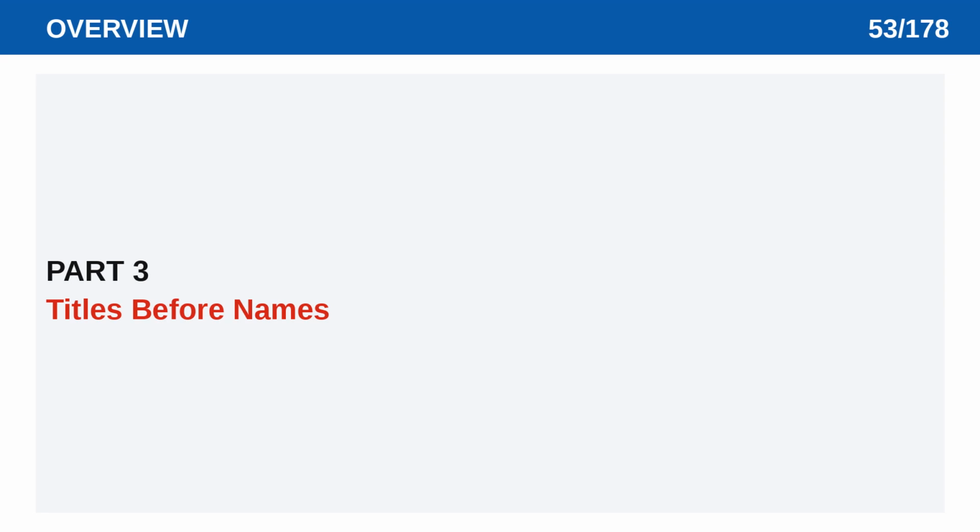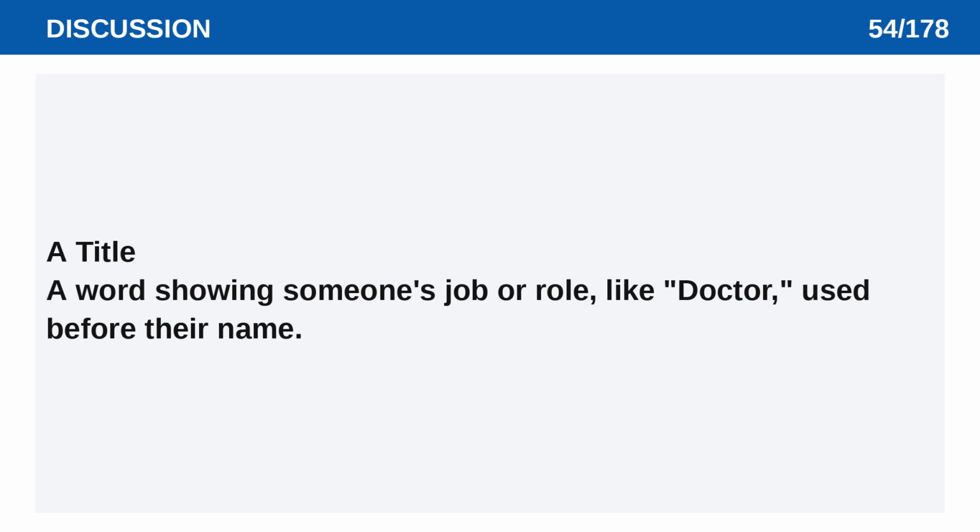Now, Rule 3. This rule is about titles, words like doctor or engineer, when they come right before someone's name. A title is a word that shows someone's job or role, like doctor, or someone's respect, like Mr. When a title comes directly before a specific person's name, it is capitalized too.